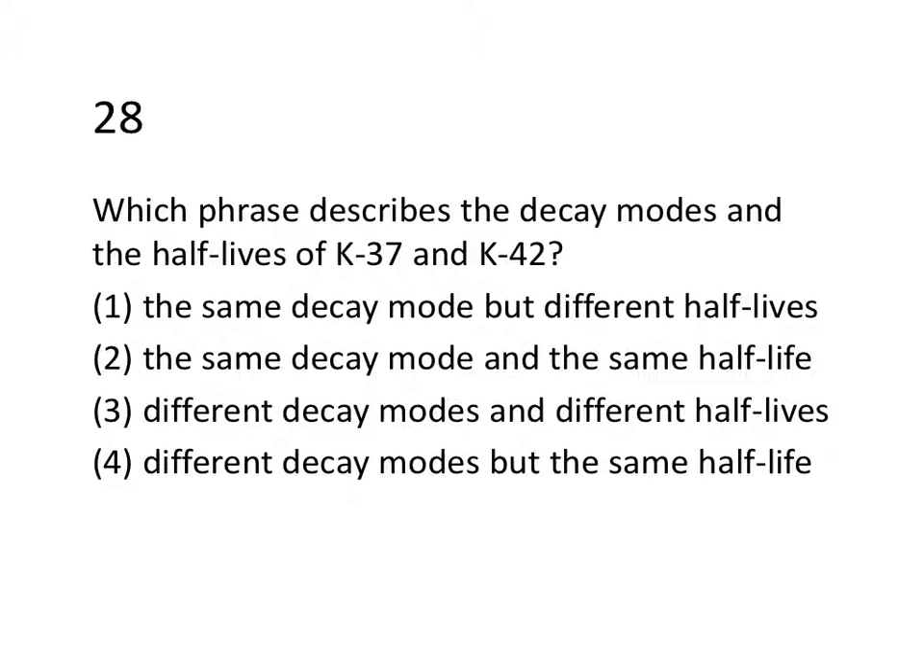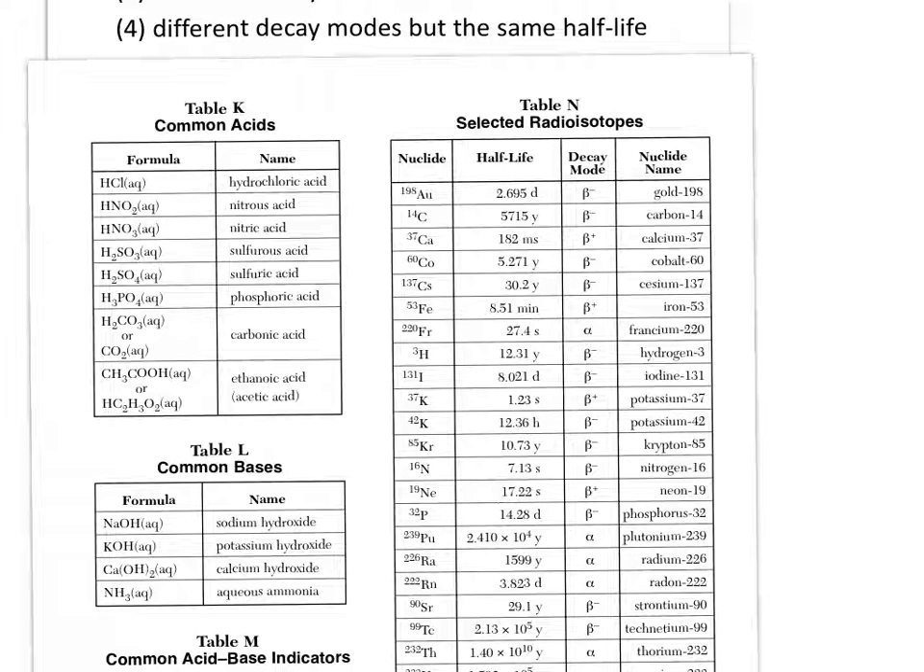Which phrase describes the decay mode and the half-life of K-37 and K-42? Our key words here are decay mode and half-life, so we're going to have to go to Table N to get that. In Table N, we look for K-37, and we look for K-42. We can see that they have different half-lives, and they also have different decay modes. So therefore, we can say different decay mode and different half-life.